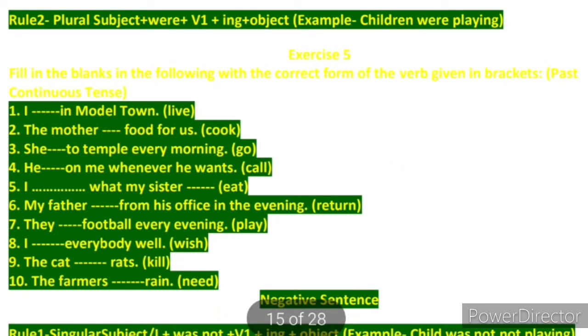So here are some examples. I live, so answer will be I was living. Next, the mother cook food, answer will be the mother was cooking food. Next, she go, she was going. He call, he was calling. Rest will be the same. I eat, I was eating, rest will be the same. What my sister was eating.